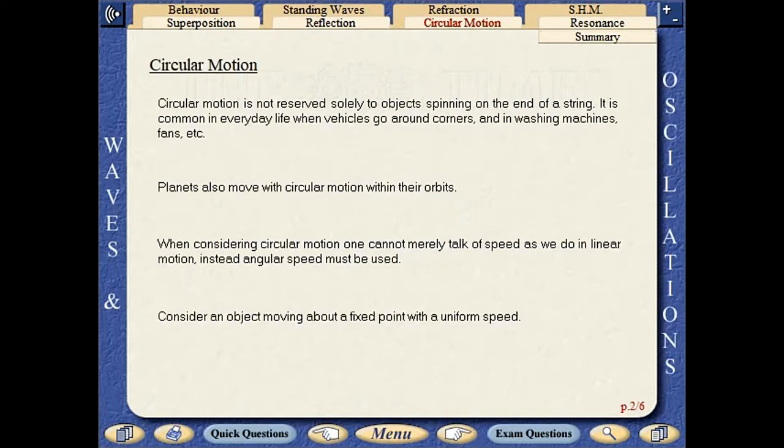Circular motion is not limited to objects spinning on the end of a string. It is common in everyday life, when vehicles go around corners, and in items such as washing machines and fans. Planets also move with circular motion within their orbits. When considering circular motion, one cannot merely talk of speed as we do in linear motion. Instead, angular speed must be used. Consider an object moving about a fixed point with a uniform speed.